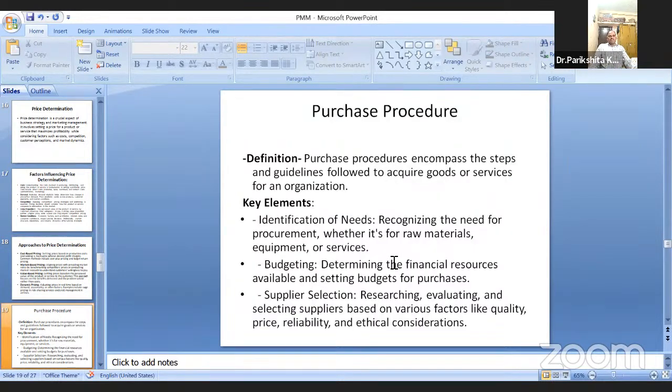Next, come to the purchase procedure. What is purchase procedure? Purchase procedure means what? Tell me.